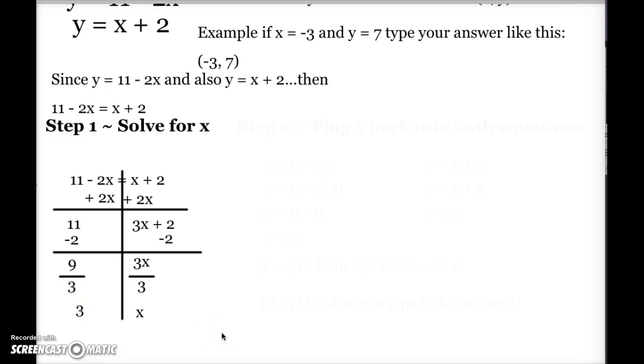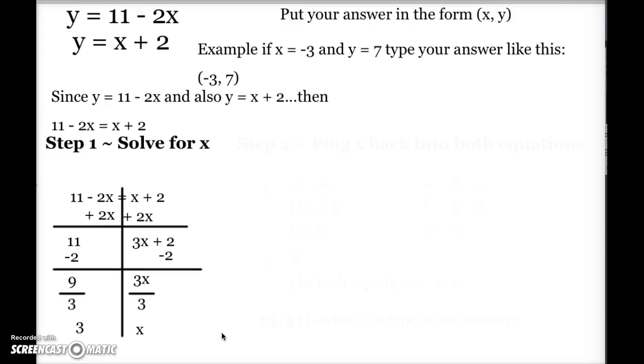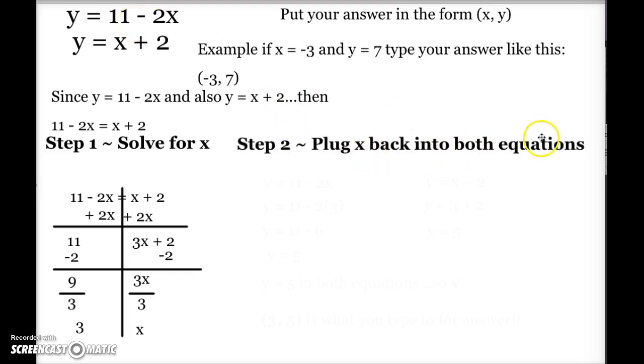So now that I've found x, the next step is to plug x back into both of my original equations, or 3 in for x, and find my y. So step 2, plug x back into both equations. So let's do the top equation first. y equals 11 minus 2x.